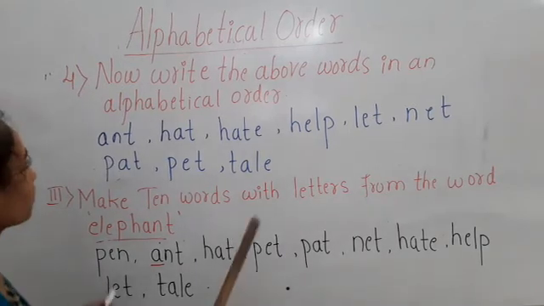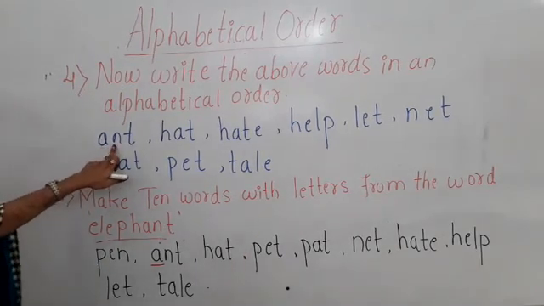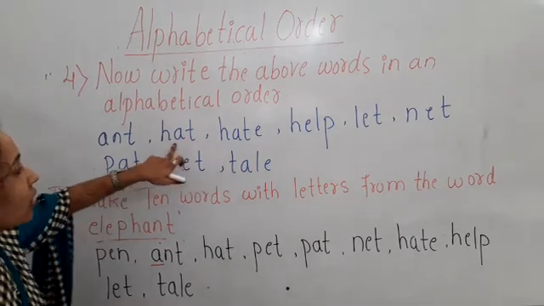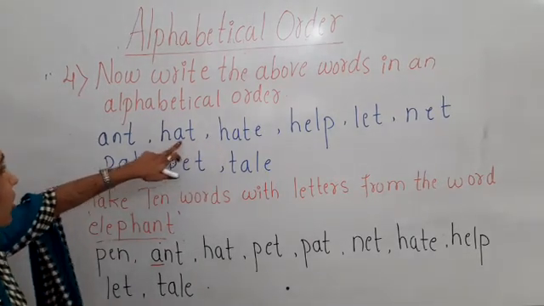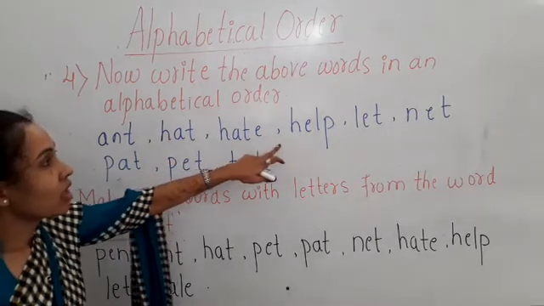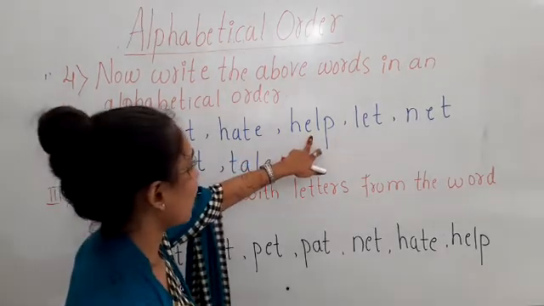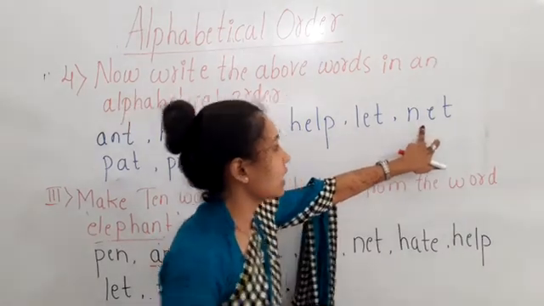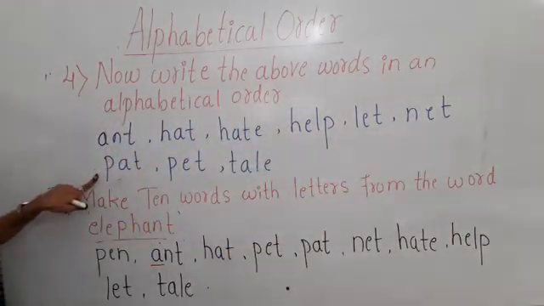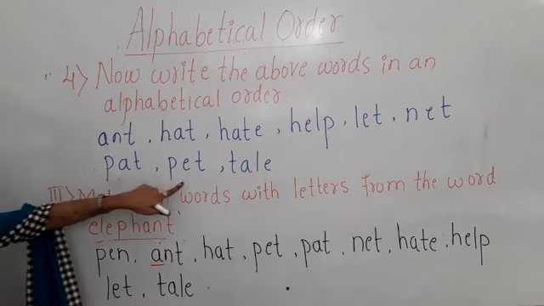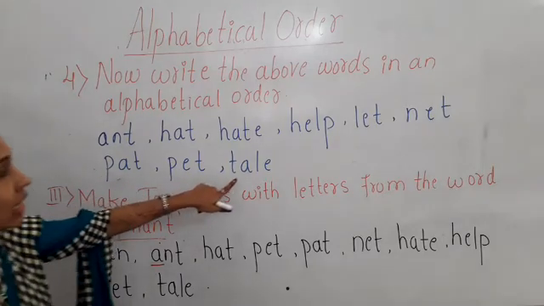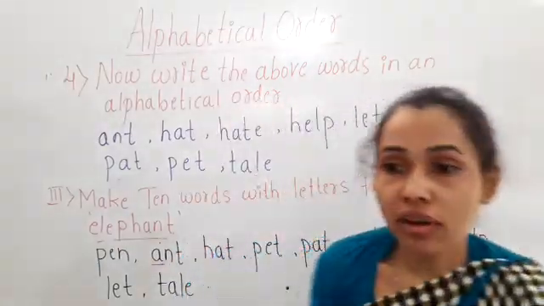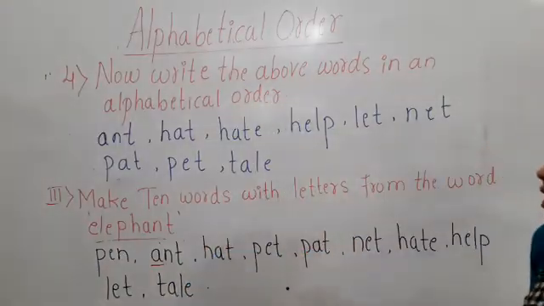Children, ANT, ant, HAT, hat. After A, children, here E comes. Then HELP, help, LET, let, NET, net, PAT, pat, PET, pet, TALE, tail. So like this we have to arrange the words in alphabetical order.